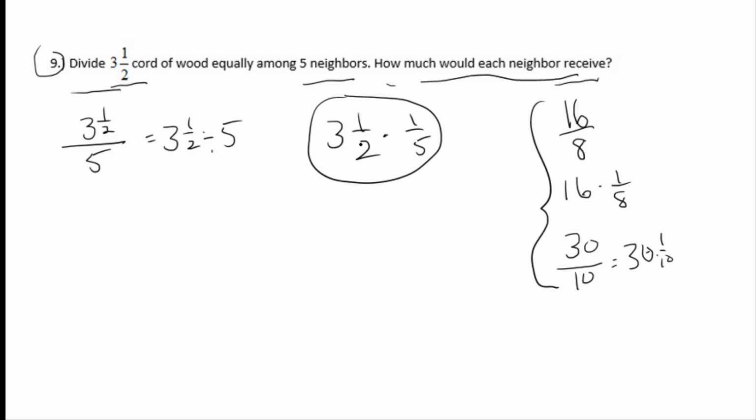Now I'm going to change this into a fraction. So that would be 7/2 times 1/5. You multiply straight across, and you get 7/10 of a cord. So each neighbor gets 7/10 of a cord. And that's really the way to do that problem.